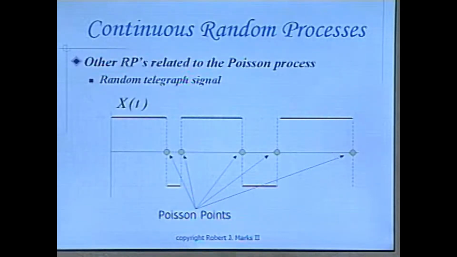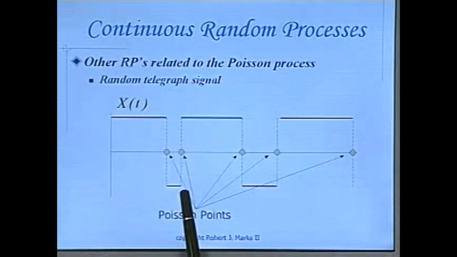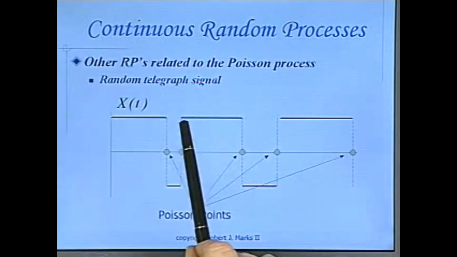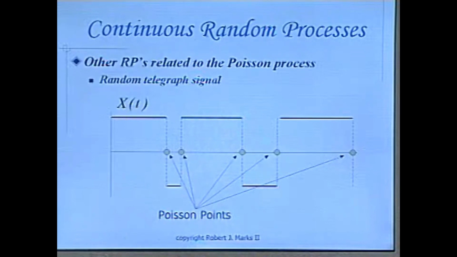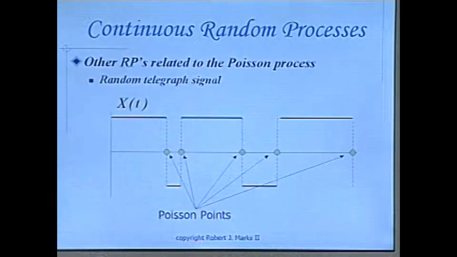It takes Poisson points in time, so here are our Poisson points in time, and we always start at 1. Then we go to the first Poisson point, and bloop, we change polarity. We go to the next Poisson point, bloop, we change polarity. Go to the next Poisson point, bloop, we change polarity. So therefore, we have a bipolar signal. This is actually a discrete signal, because it can only take on values of plus and minus 1. It's not discrete time, but it's discrete in terms of the values it can obtain. This is referred to as a random telegraph signal and is a derivative of Poisson points, based on the concept of Poisson points.